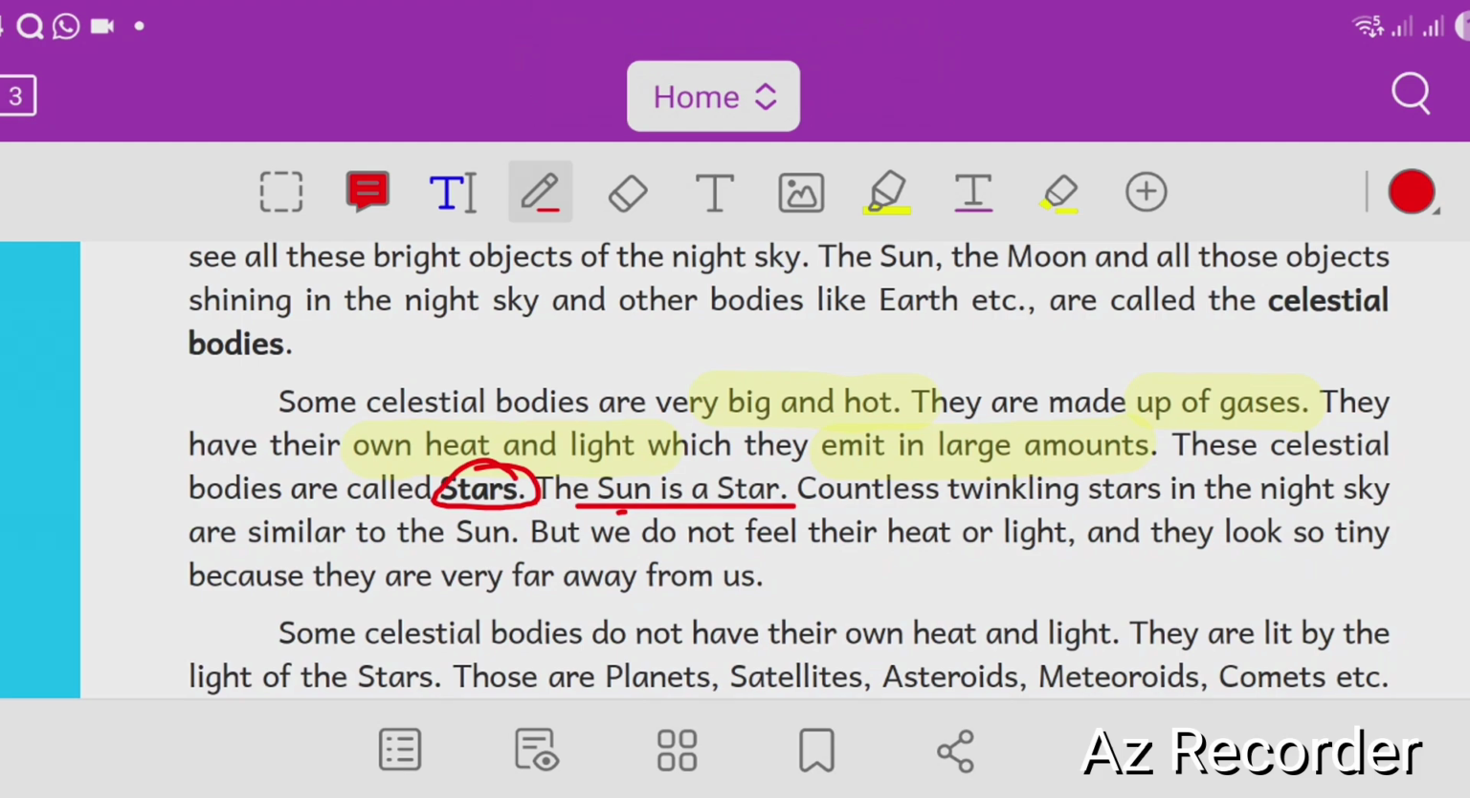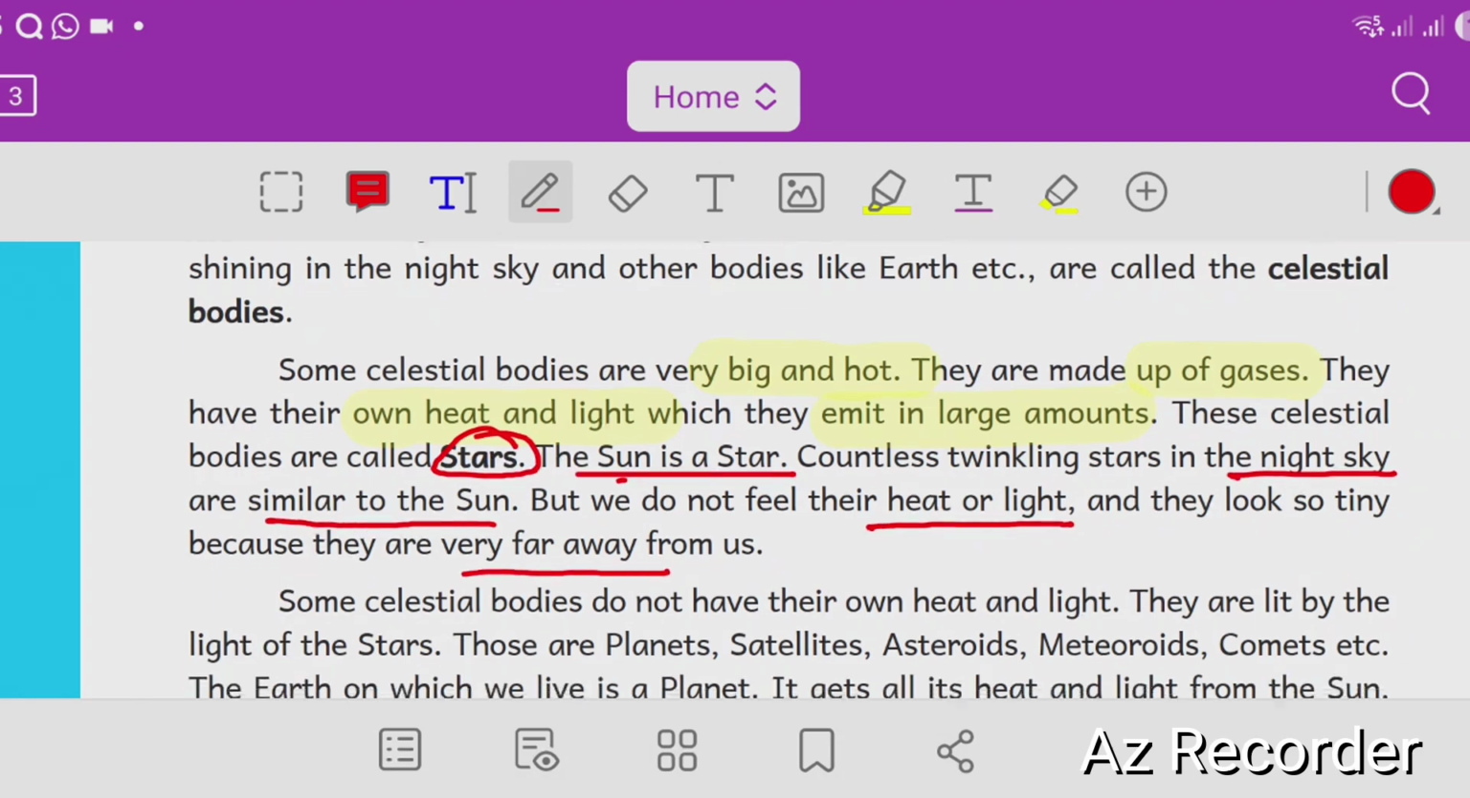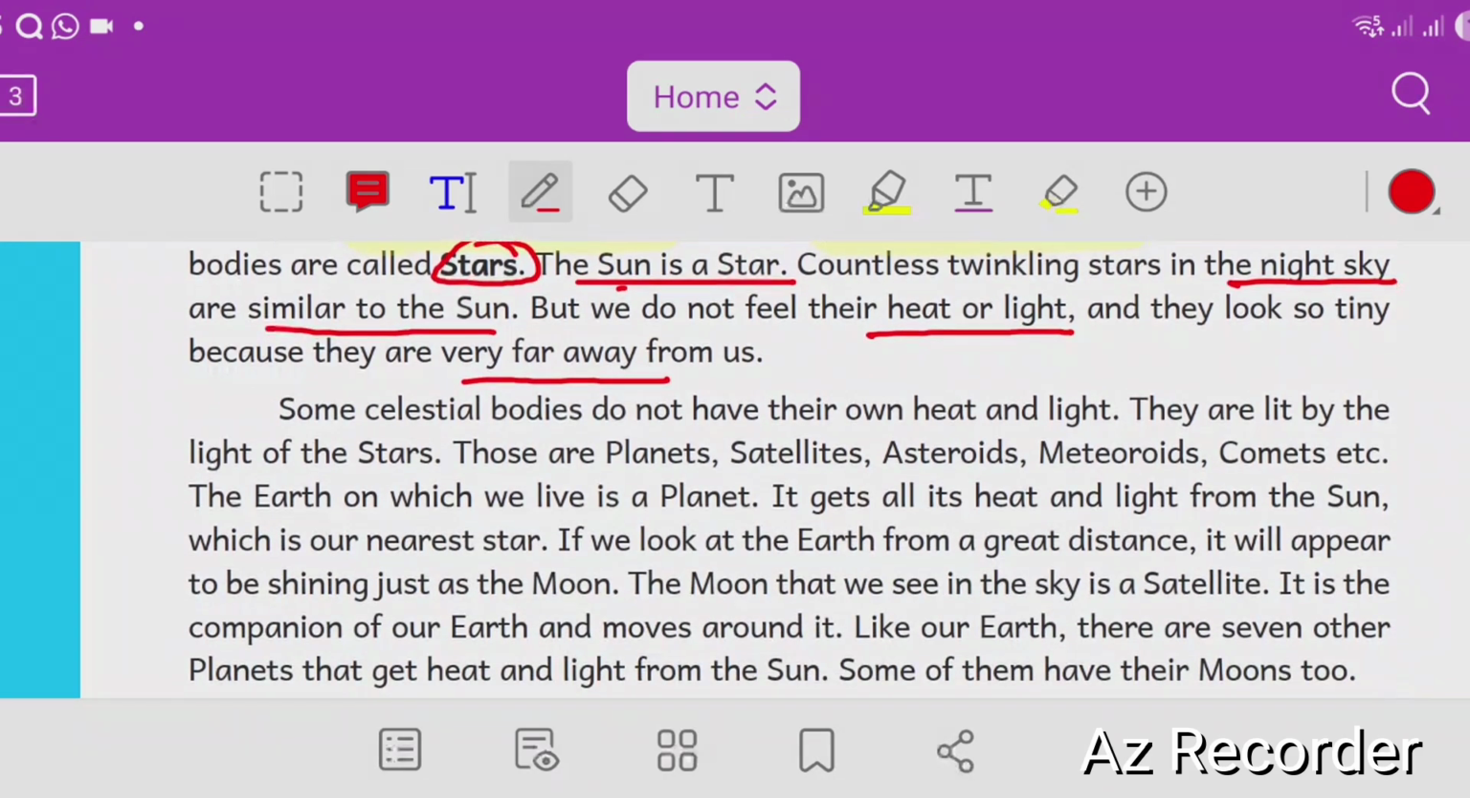The countless twinkling objects that we can see in the night sky are also similar to the sun. They also emit heat and light, but we can't feel that heat and light. Why? Because they are far away from us. That means they are at a great distance from us. That is why we can't feel the heat and light of the stars.